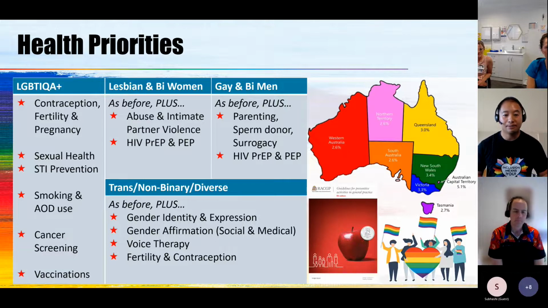In regards to people who identify as gay and bisexual men, we still have the same things here in the first left-hand column there. Plus, think about other aspects like if they don't want to be a parent, in regards to sperm donorship, surrogacy. Because of course, as you know, men themselves don't have the parts to carry a baby. So this can be a really important area to explore.